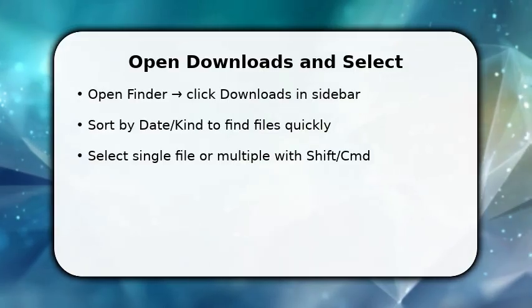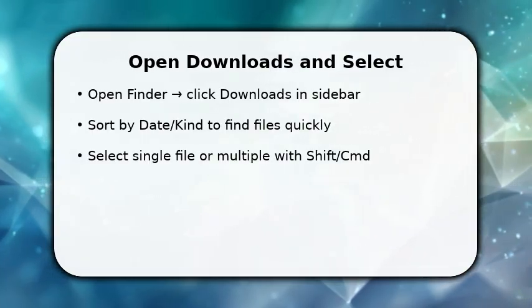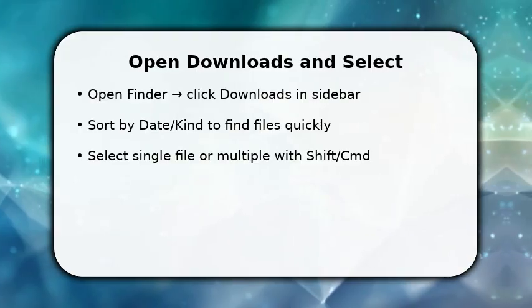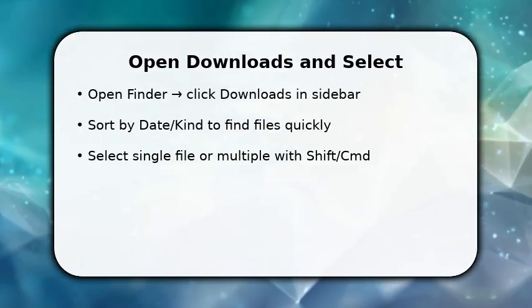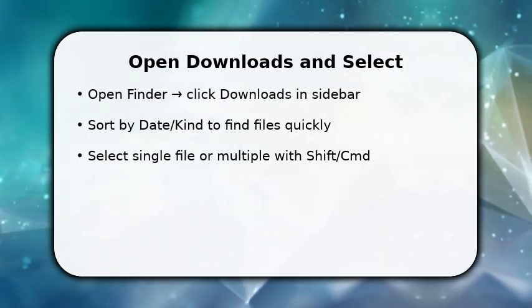You start in Finder and go straight to Downloads. This is the control center for downloaded files. Once there, sort by date or kind so the items you want are visible immediately. Select a single file or hold Shift/CMD to pick several.